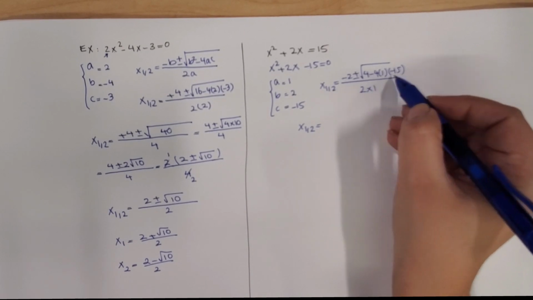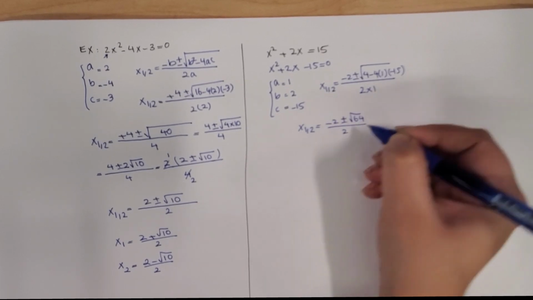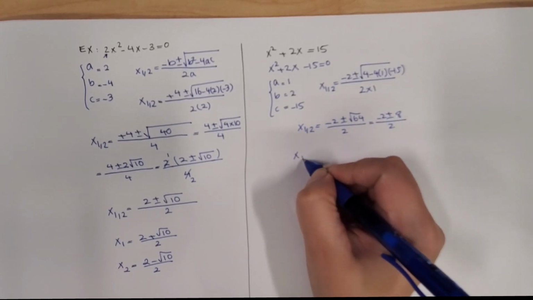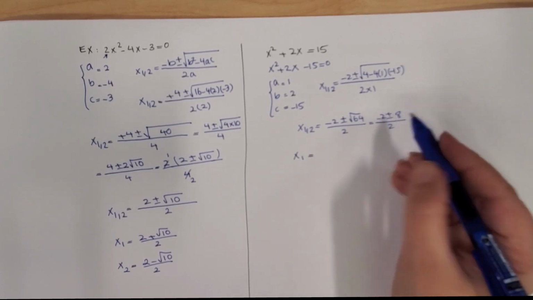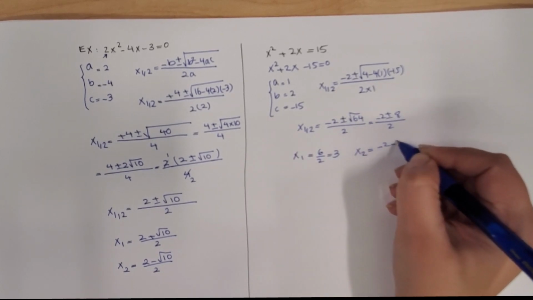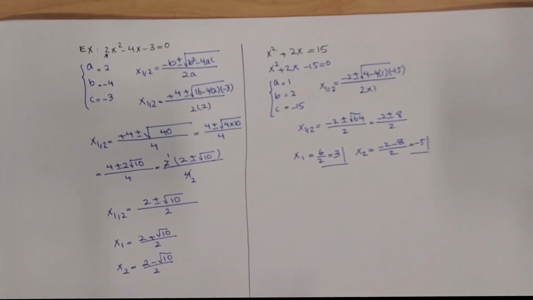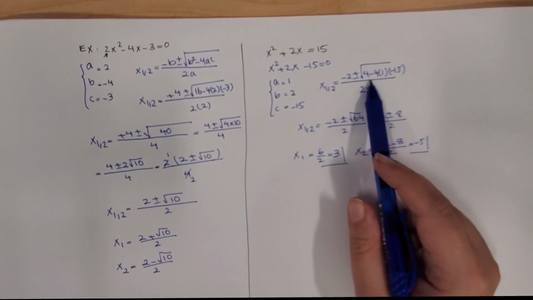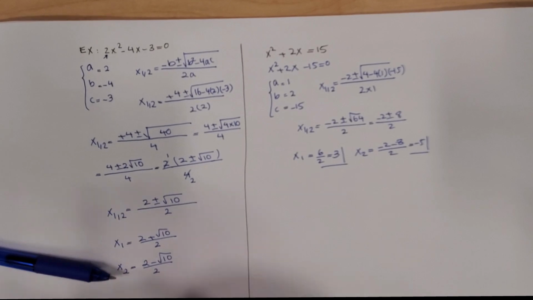Under the radical, it's 4 plus 60, so 64. The square root of 64 is 8, so -2 plus and minus 8 divided by 2. So the first root would be -2 plus 8, which is 6, over 2, which is 3. x2 is -2 minus 8 divided by 2, which is -5. So I have 2 different roots because under the radical, it's positive. They are not identical.